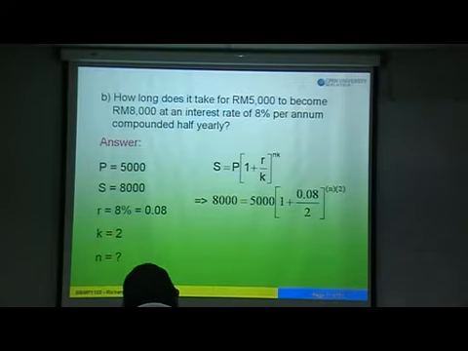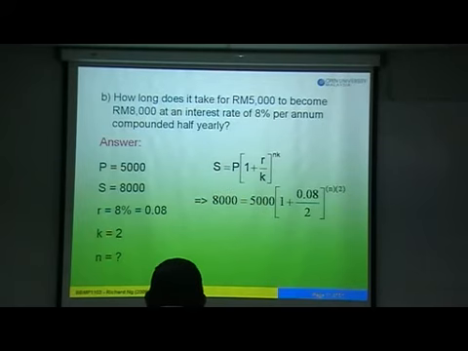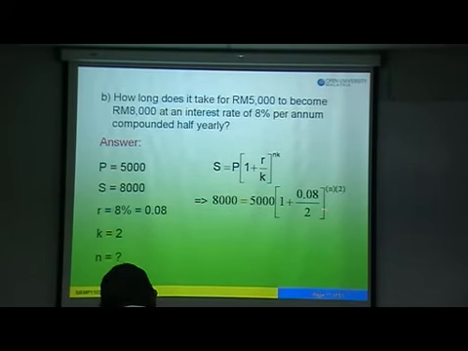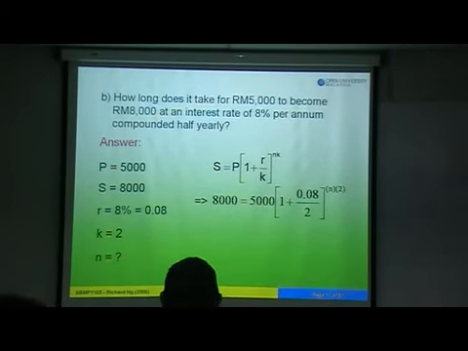So when you substitute S with 8,000, then we have P equals 5,000. Then in the bracket, R is 8%, so change to 0.08 divided by K. How do you get K equals 2? Because it says half yearly, which means divided by 2. And then n times K. N we don't know, we are asked to find how long. So n is unknown, but K is 2.